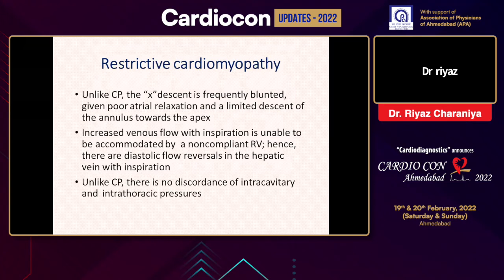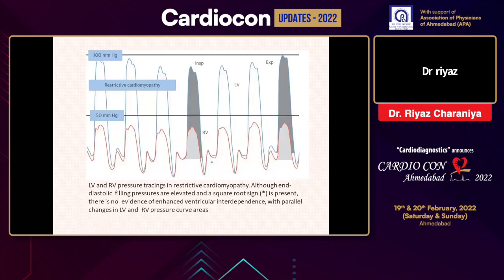As I have told, the X descent is blunted because of poor atrial relaxation, and the increased venous flow in inspiration cannot be accommodated by a non-compliant RV, so there is a diastolic flow reversal in the hepatic vein with inspiration. So what we have seen is a diastolic flow reversal with expiration in constrictive pericarditis, while with inspiration it occurs in restrictive cardiomyopathy. And there is no discordance in intracavitary and intrathoracic pressures in restrictive cardiomyopathy. So here you can see the discordance, which was very apparent in constrictive pericarditis, is not seen in restrictive cardiomyopathy.